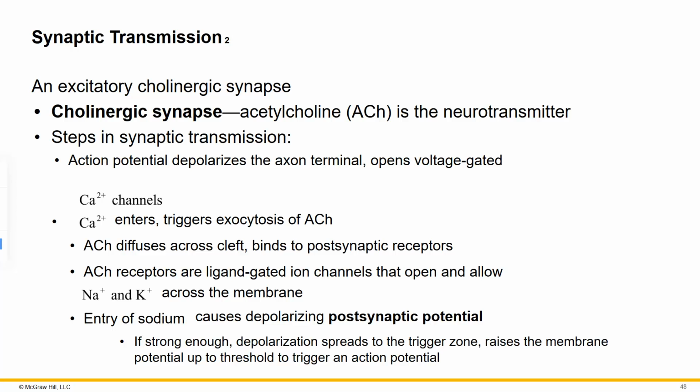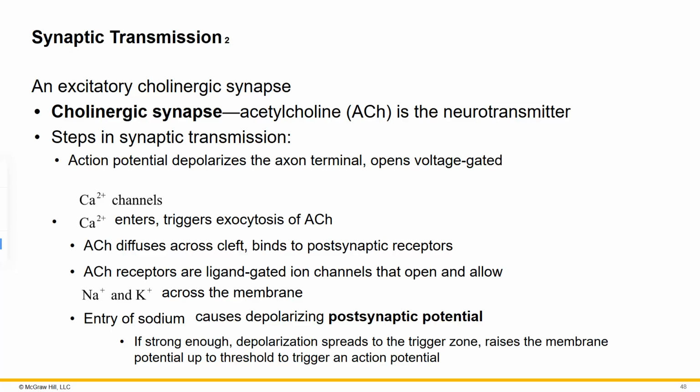In an excitatory cholinergic synapse, acetylcholine is the neurotransmitter. So an action potential depolarizes the axon terminal, and that opens voltage-gated calcium channels. Calcium enters and triggers exocytosis of acetylcholine. Exocytosis is when you release large amounts of substances from the cell. So basically the vesicle is going to fuse with the cell membrane and release those acetylcholine neurotransmitters out into that synaptic gap.